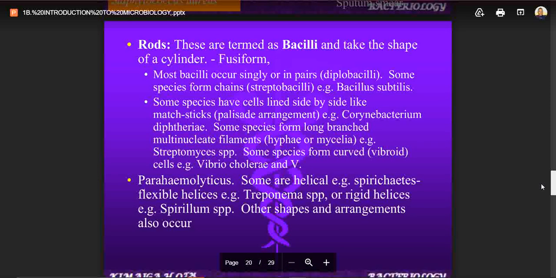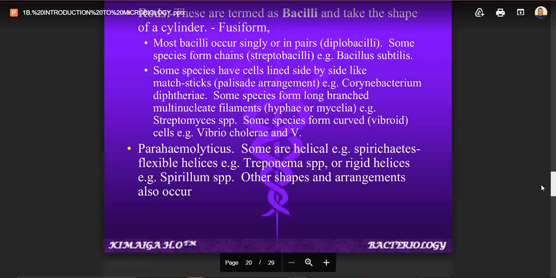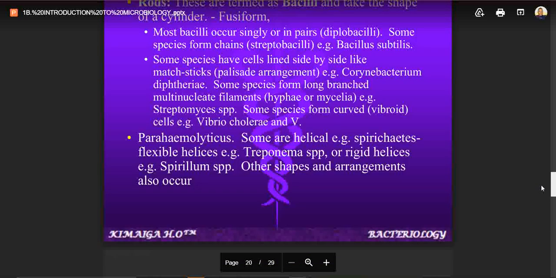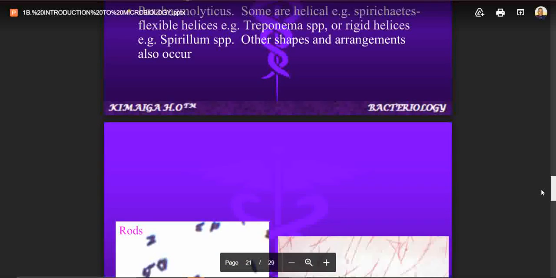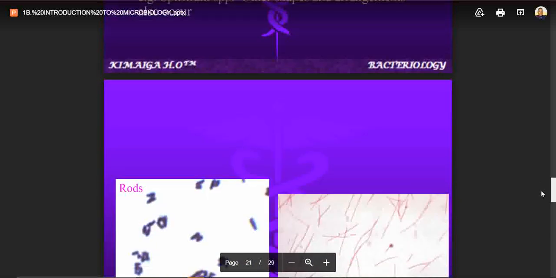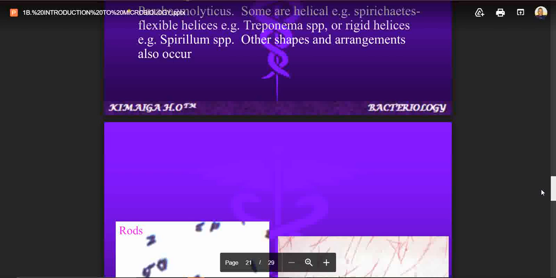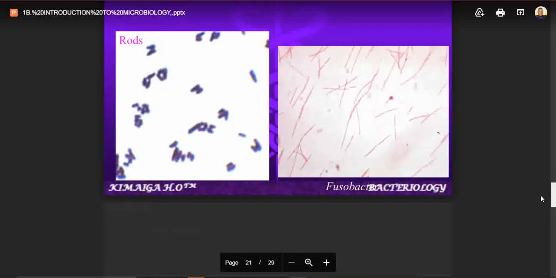Some species form long branched multinucleated filaments like hyphae or mycelia, and an example is Streptomyces species. Some species form curved vibrioid cells like Vibrio cholerae. We have Vibrio parahaemolyticus. Some are helical, spirochetes, flexible, like Treponema species, or rigid helicals, and other shapes or ranges are also curved. Whatever you are viewing are images of the rod-shaped bacilli, the Fusobacterium.